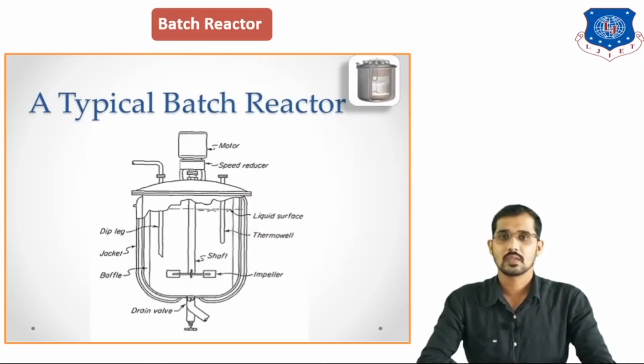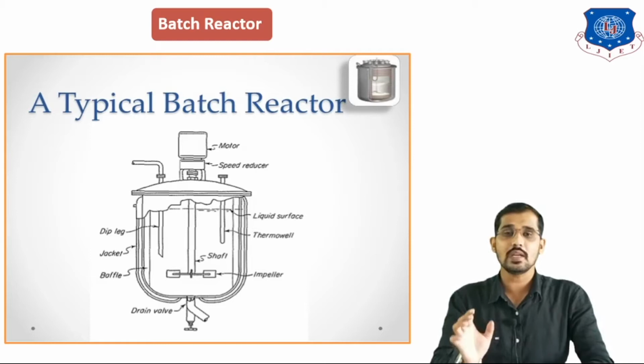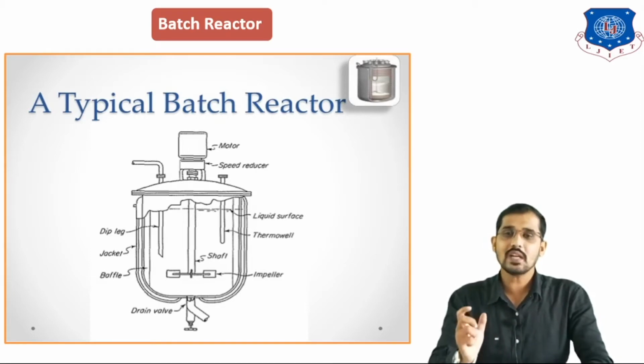So let's start. This is the figure for the batch reactor. A batch reactor is nothing but one type of vessel on which there are two holes on the top section. From that section, we can feed reactants inside the reactor. After that, there is a dip leg. If you want to provide a specific amount of liquid inside the reactor at a specific position, you can use a dip leg in the reactor system.